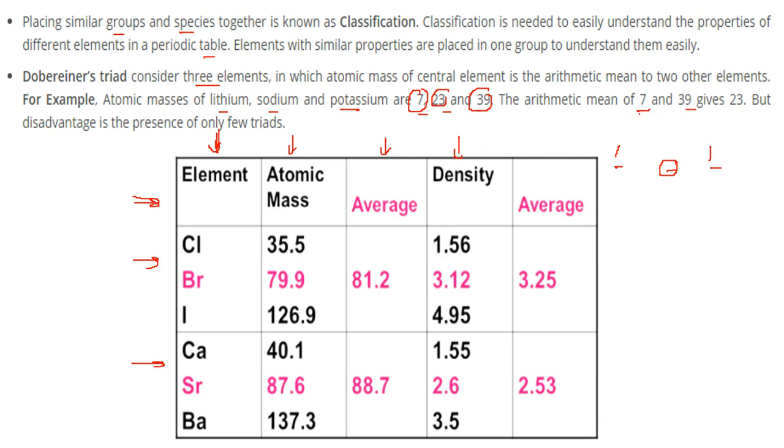But the disadvantage is the presence of only a few triads in the Dobereiner triad, because the triads are not unlimited. All of the atomic numbers cannot be taken as a sum of the extremes, with the arithmetic mean being the middle one.